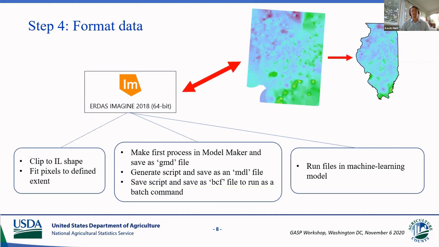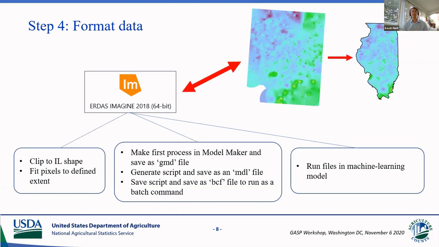Then we clip Illinois, the shape of it, in Erdas Imagine. And then you want to fix your pixels to the defined extent. That's a detail for this data merging that we want to do in this machine learning project. There is a way to loop in Erdas Imagine, and I wanted to write it down here for a little detail. You can make a model maker and you do your 2 steps there.